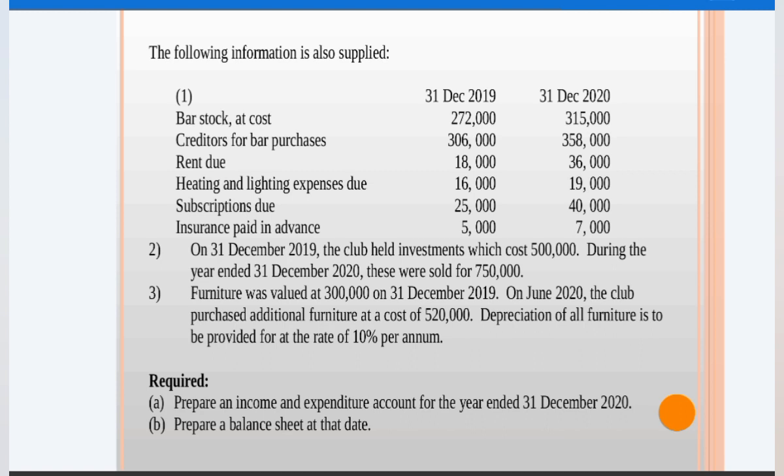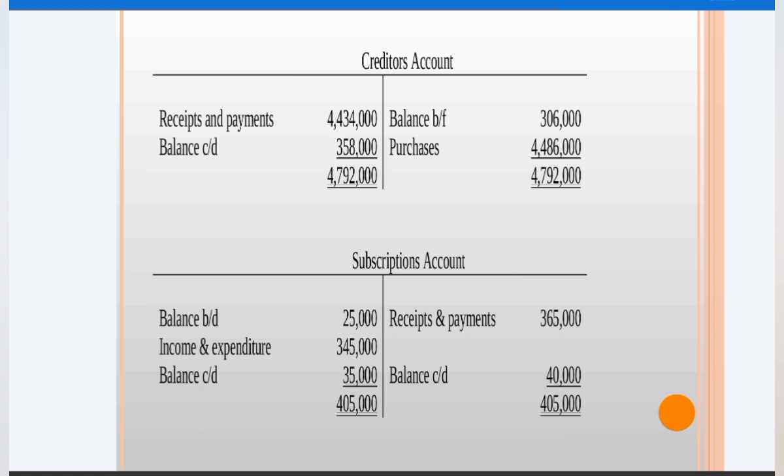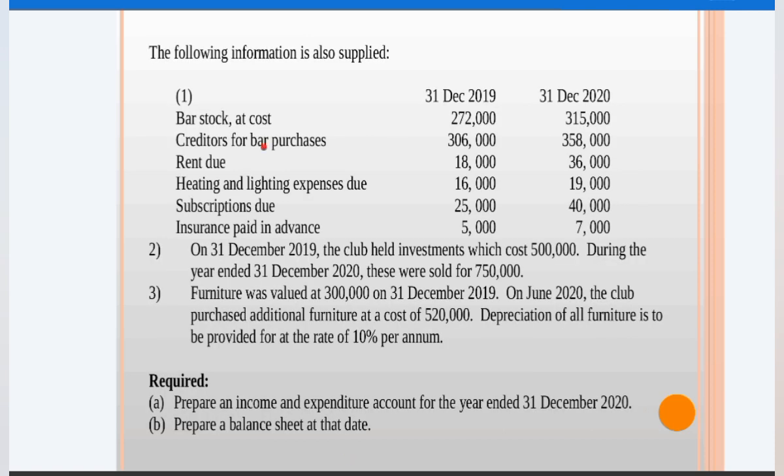Now, given the fact that we have been told that we have a trading segment of this club, we have a bar. So the bar becomes the trading part of this organization. So we may need to determine the profit from the bar. We have to determine the bar profit. So in that case, we have to prepare a trading account. But before we prepare the trading account, we have to realize that we have two items that may require adjustment.